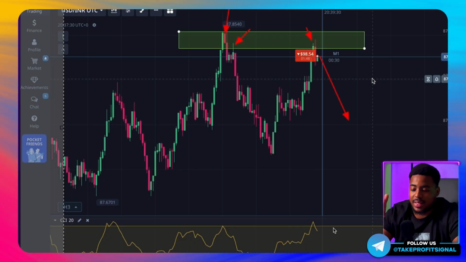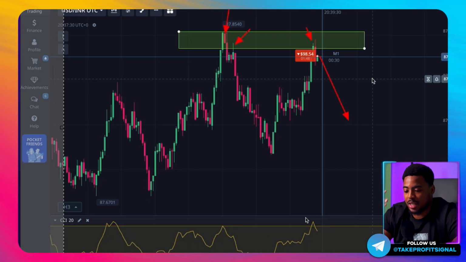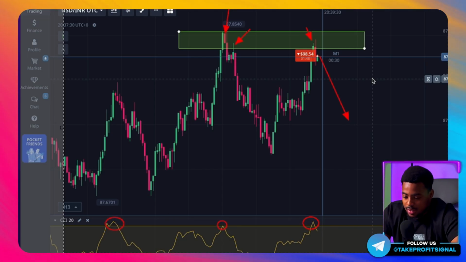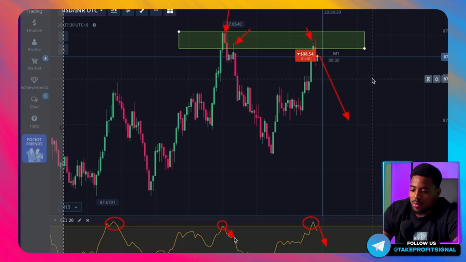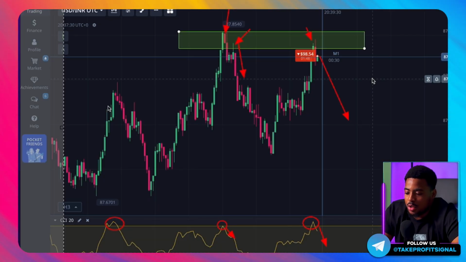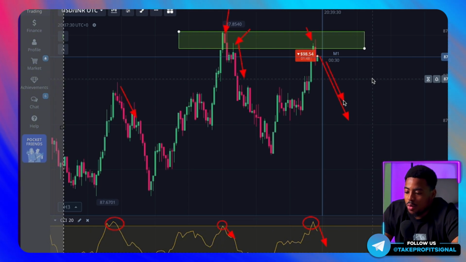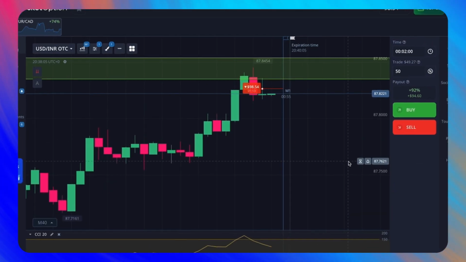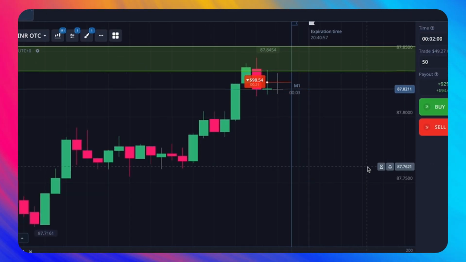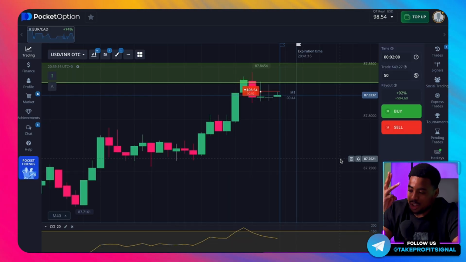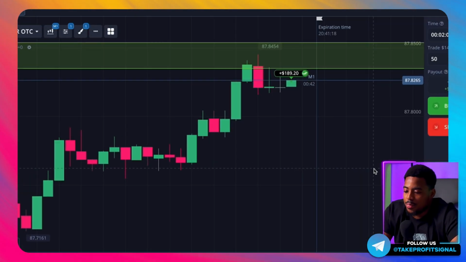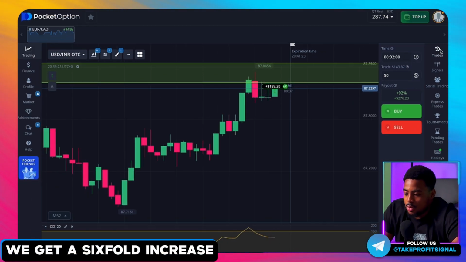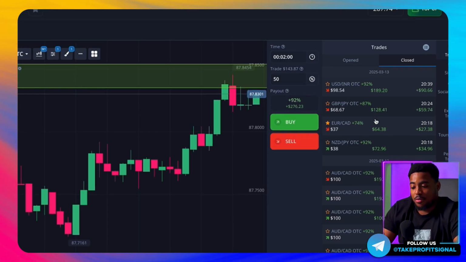Then pay attention to the SSI indicator that has reached the upper boundary. In all previous cases, we were falling after that on the chart. Here we were falling, here we were falling, here, and now we will be falling. So we open a trade and wait. Well friends, 3 seconds remain. The chart closes lower than our trade. Our trade was on the downside, and we get a 6-fold increase in our balance for 4 trades.